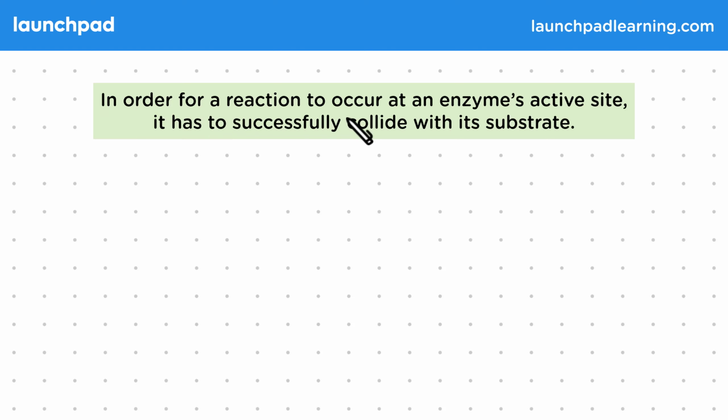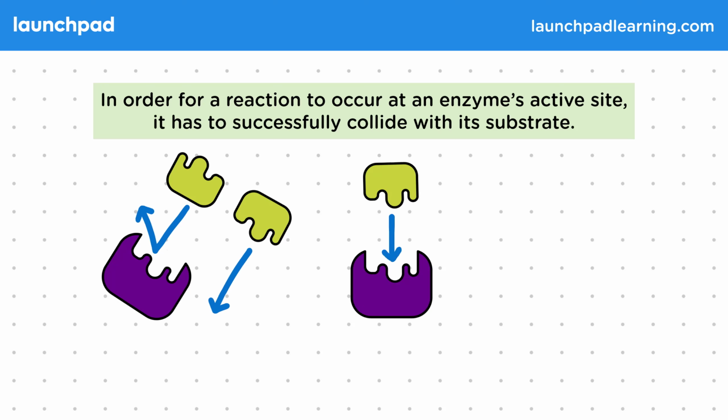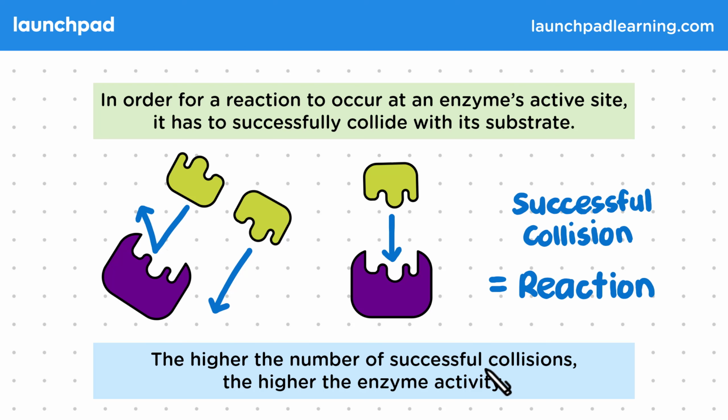So, what is collision theory? In order for a reaction to occur at an enzyme's active site, it has to successfully collide with its substrate. If the substrate doesn't collide with the enzyme's active site, no reaction will take place. This diagram shows a successful collision, which would result in a reaction. The higher the number of successful collisions, the higher the enzyme activity. So, what factors might affect the number of collisions between enzymes and their substrates?